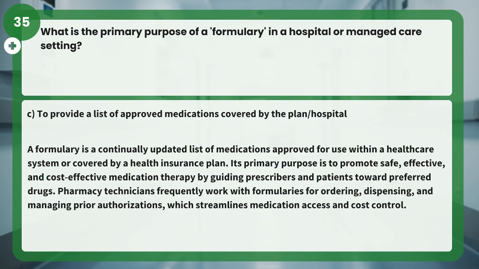Answer C. To provide a list of approved medications covered by the plan/hospital. A formulary is a continually updated list of medications approved for use within a healthcare system or covered by a health insurance plan. Its primary purpose is to promote safe, effective, and cost-effective medication therapy by guiding prescribers and patients toward preferred drugs. Pharmacy technicians frequently work with formularies for ordering, dispensing, and managing prior authorizations, which streamlines medication access and cost control.